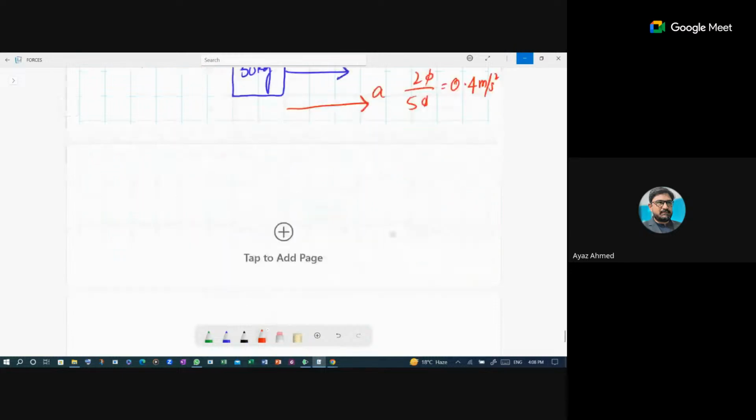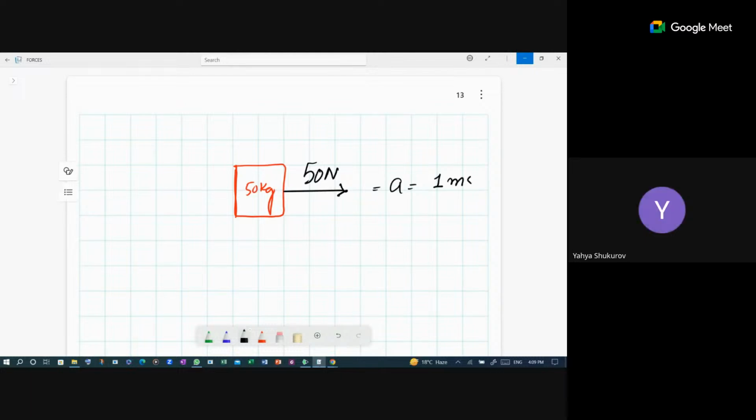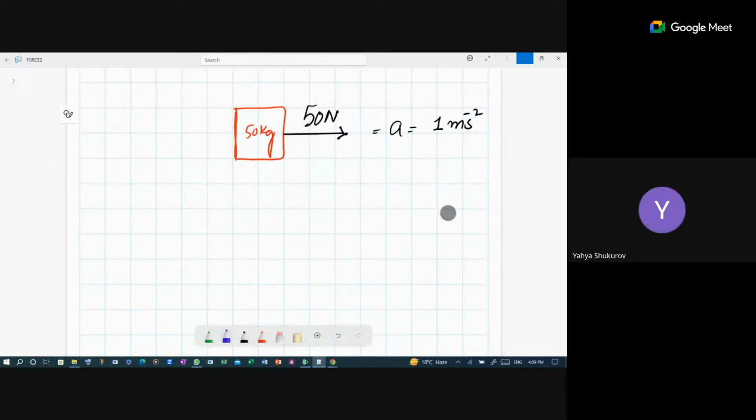But now, if I say that the mass is the same, 50 kg, but the force is, let's say, 15 newton, then what will be the acceleration? So, like, 1 meter per second square, right? Yes. Right. Now let's change the situation.